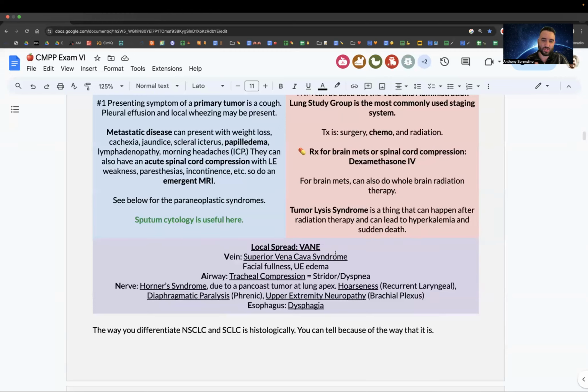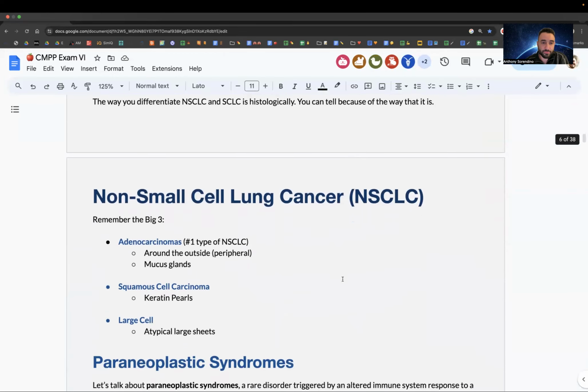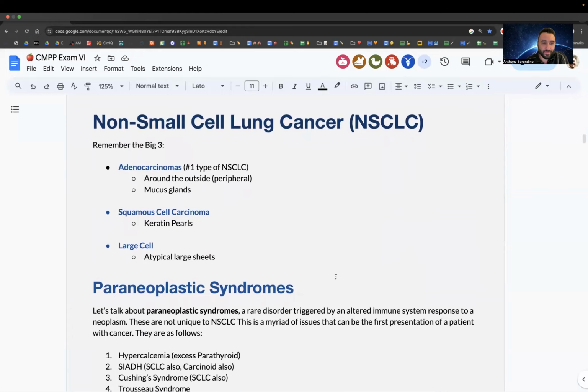A Pancoast tumor at the apex. That's Horner syndrome. If you have hoarseness, it's going to be from the recurrent laryngeal nerve. If you have diaphragmatic paralysis, it's going to be a phrenic nerve issue. And then you can have upper extremity neuropathy from the brachial plexus. And then esophagus, dysphagia, which we kind of talked about just a bit.